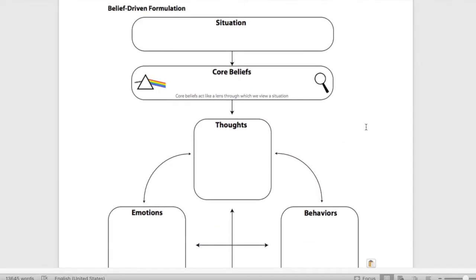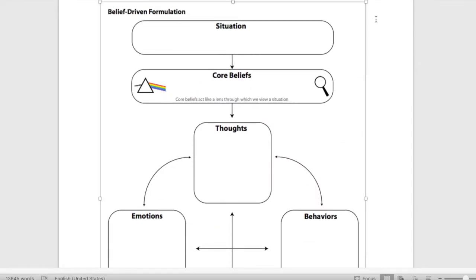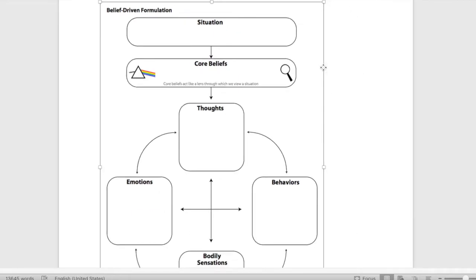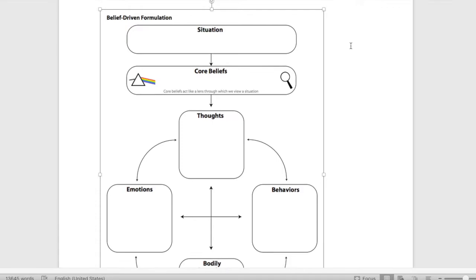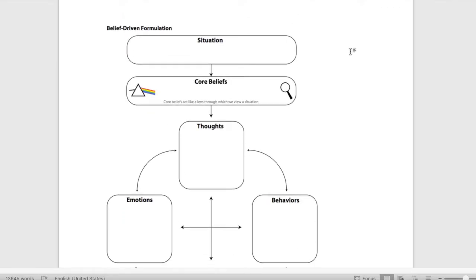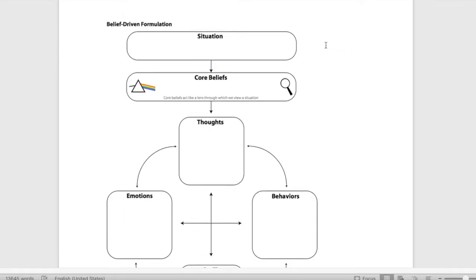All right, so this is your core CBT chart. Let me make it a little smaller so I can fit the screen here. With a pretty basic CBT chart, the goal is to write down the situation.